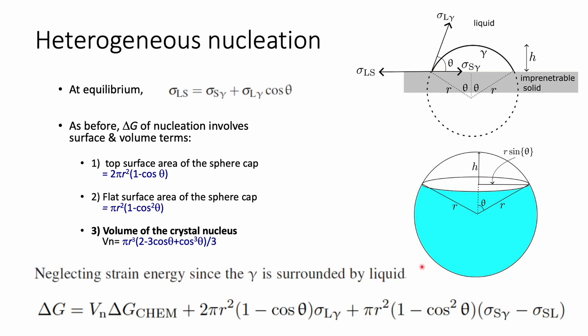Then plus the contribution from the bottom interface between gamma and the solid substrate: the area multiplied by the interface energy part, sigma S gamma minus sigma SL. This equation gives you the overall free energy change during the transition from liquid phase to gamma phase, the solid phase. And we consider the contribution or effect from volume and from interface, including the top interface and the bottom interface. To be clear, all the contributions from interface, in reality, are barriers.